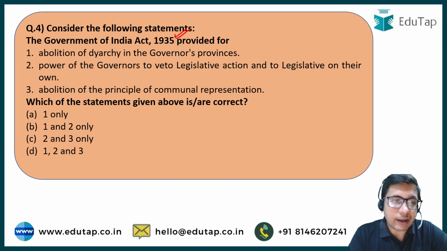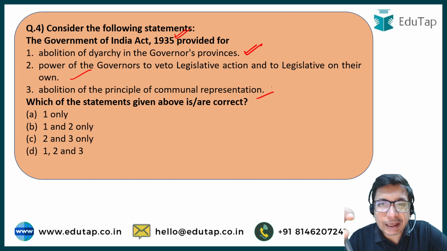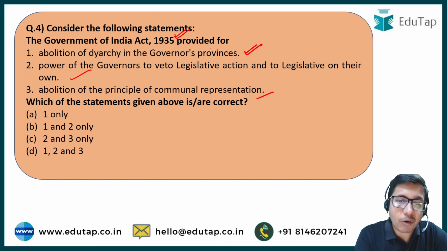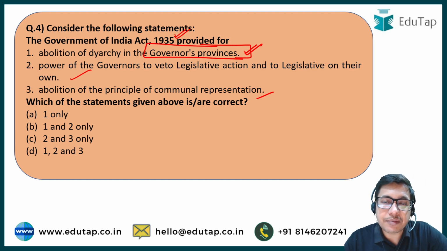Statement 1, abolition of diarchy in the governors' provinces. Statement number 2, power of the governors to veto legislative action and to legislate on their own. And statement 3, the abolition of the principle of communal representation. So there are 3 important provisions of the 35 Act. First one says the diarchy was abolished in the governors' provinces. What was diarchy? Diarchy basically means double rule.